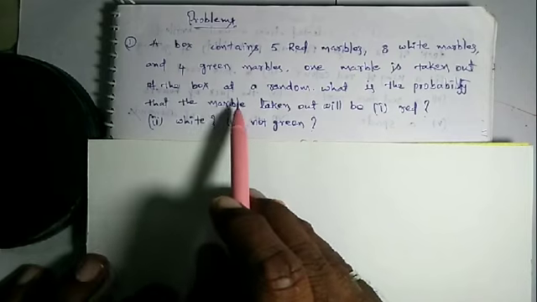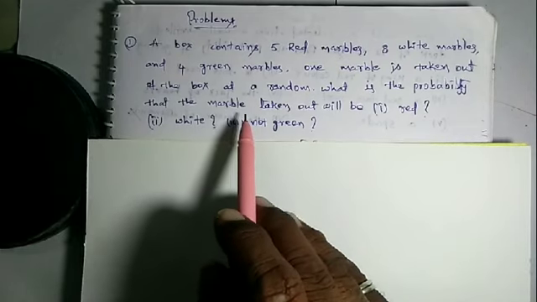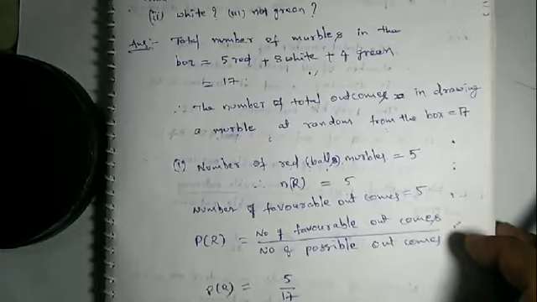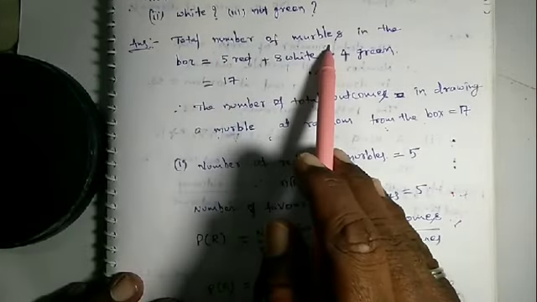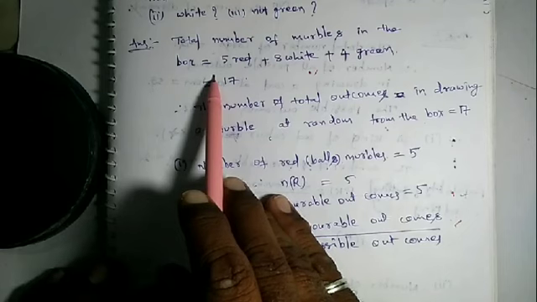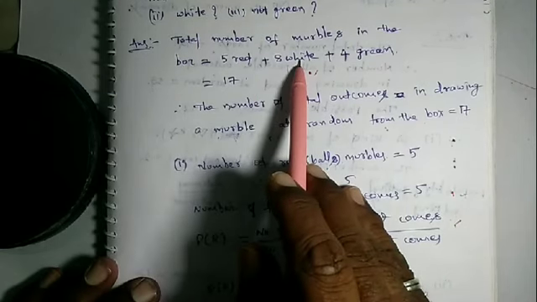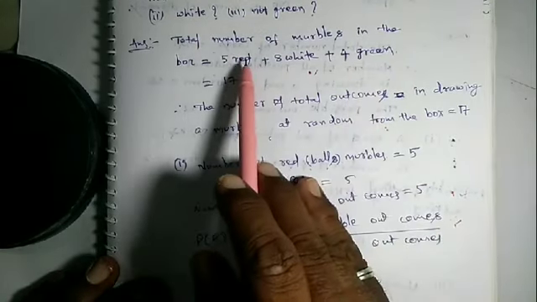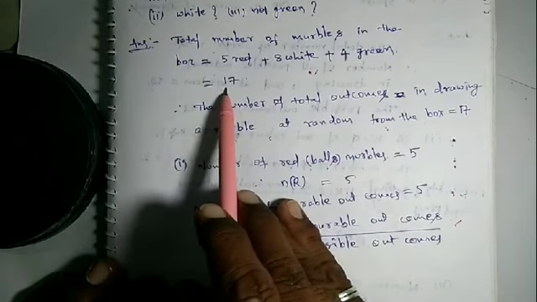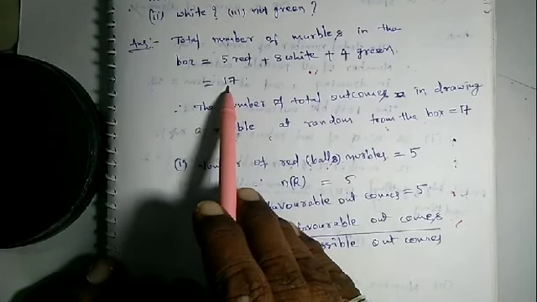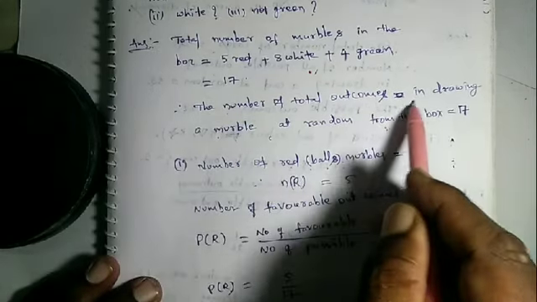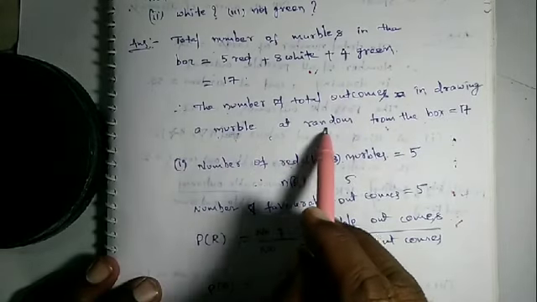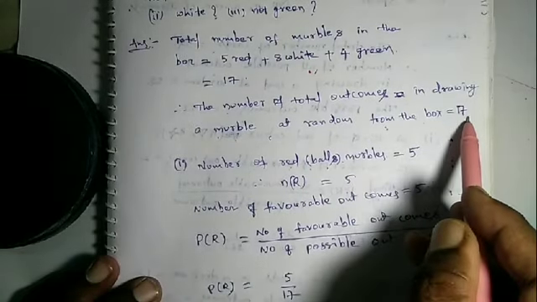Now, let us learn how to solve the problem. The number of marbles in the box is 5 red, 8 white and 4 green. The total sum of these three is 17. This 17 is the number of our possible outcomes. The number of total outcomes in drawing a marble at random from the box is 17.